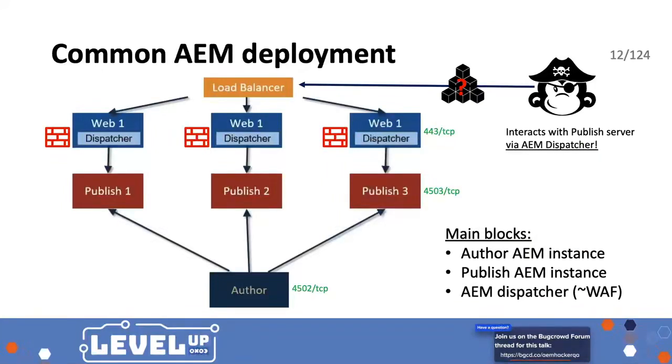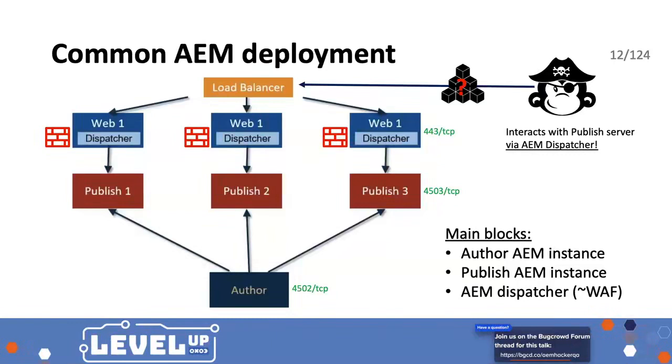In a common AEM deployment scenario, there are 3 main components: author instance, publish instance, and dispatcher. The author instance is usually placed deep inside the backend network, and it's not visible from the internet. Content is published on the author instance, and through replication mechanisms, content is propagated to publish instances. Users normally communicate with the publish instance through the AEM dispatcher.